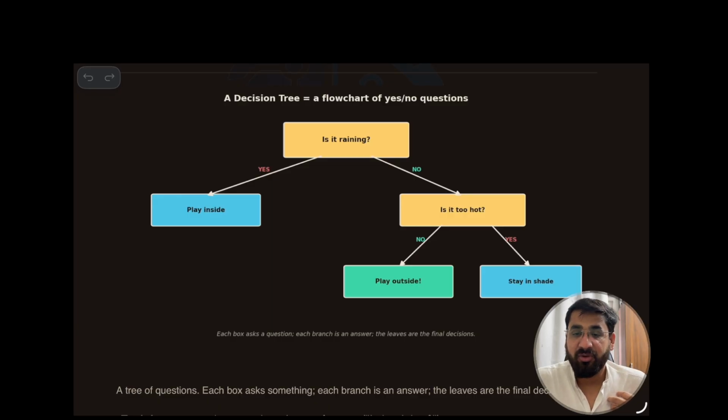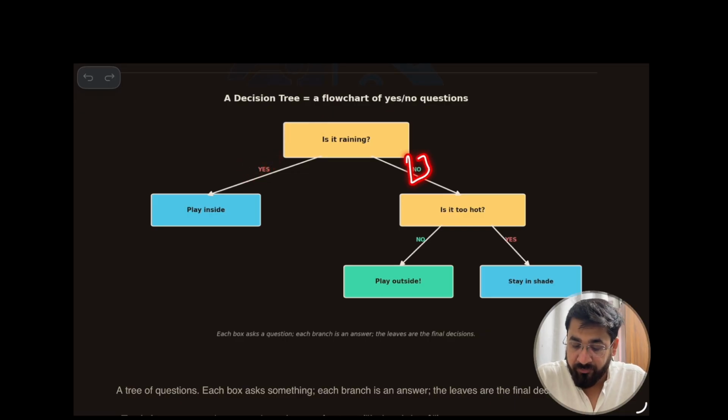Now let's discuss the real terms with another story. If I ask you a question, is it raining? That is the first question I ask. It has two answers. First is yes and second is no. If you say yes, then my answer is play inside. So this is the final answer. This is the question and this is the answer.